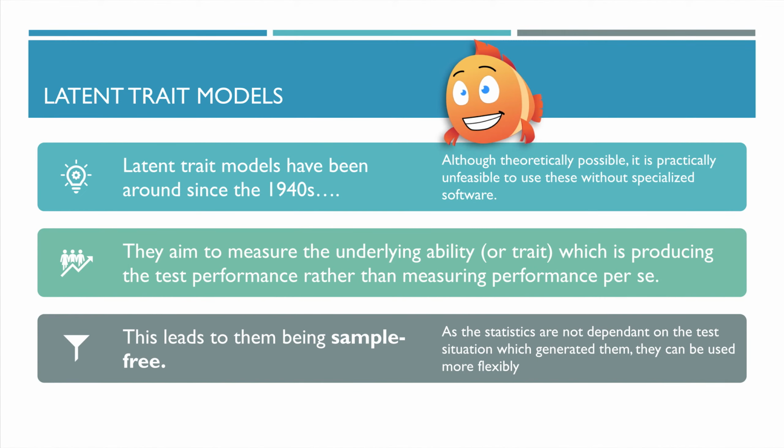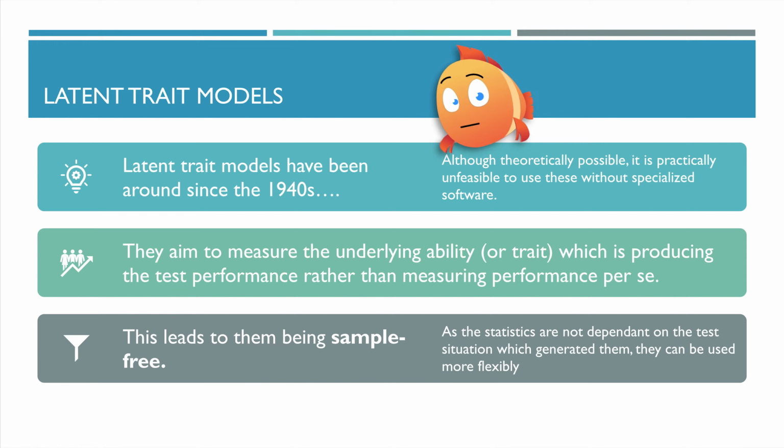Now, latent trait models have been around since the 1940s. They weren't really popular till the 1960s, back when computers got better at estimating these. And frankly, since the 40s, it's been theoretically possible, but not practically so, without super specialized software and really expensive computing time. But anyway, that's my fun history aside.